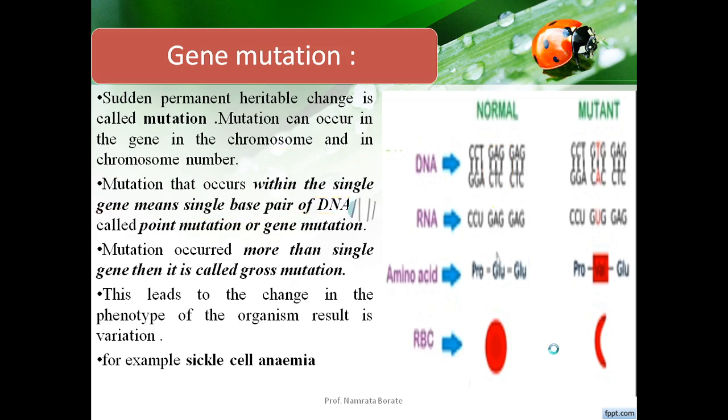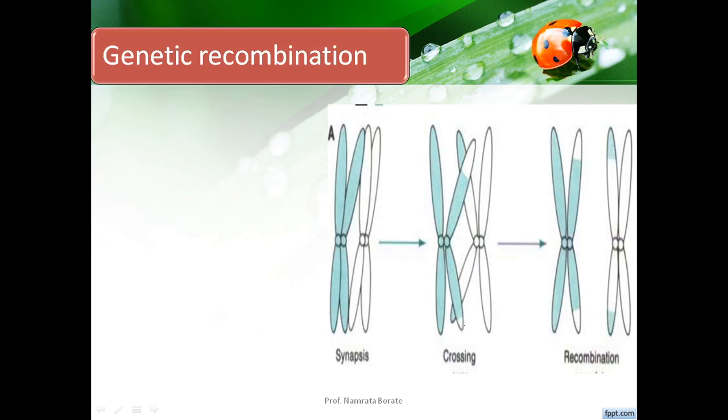Afterward, the second phenomenon we see is genetic recombination. In genetic recombination in sexually reproducing organisms, during gamete formation, there is an exchange of genetic material. The exchange of genetic material occurs between the non-sister chromatids of homologous chromosomes. So these chromosomes are the homologous chromosomes. It is called crossing over.